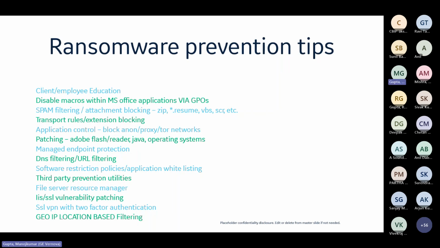DNS filtering and URL filtering on your network, meaning only trusted URLs or trusted DNS should be allowed. Software restriction policies: in your network you can apply policies specifying which executables, or which particular users, can run software, and all other users are restricted. These are the types of policies.